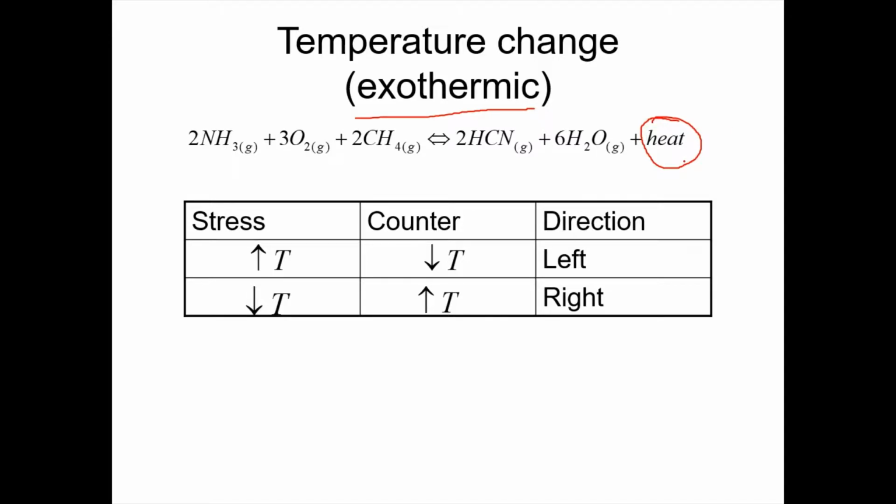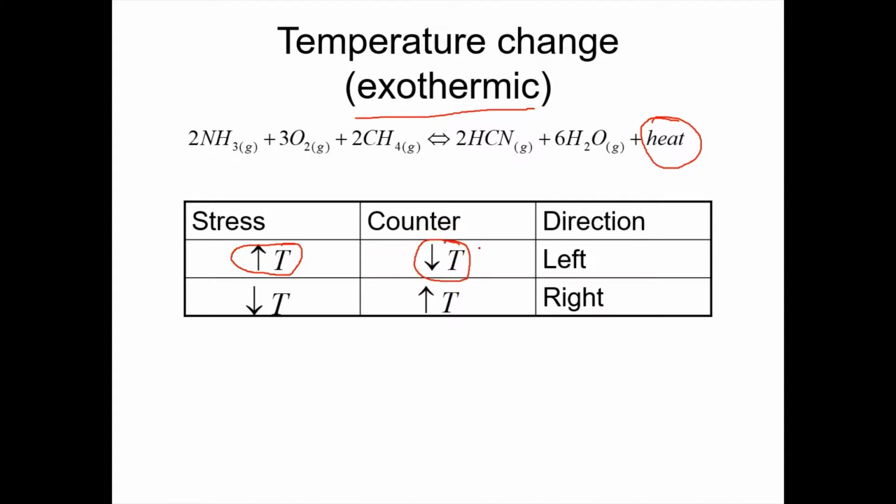And once you know that heat is a product, then you could just treat it like a concentration change. Just think about, do you want to increase the concentration of heat or decrease the concentration of heat? Okay? And once you do that, it becomes pretty easy. So let's take a look at this. If you increase the temperature, the reaction is going to want to decrease the temperature, right? Bring it back down.